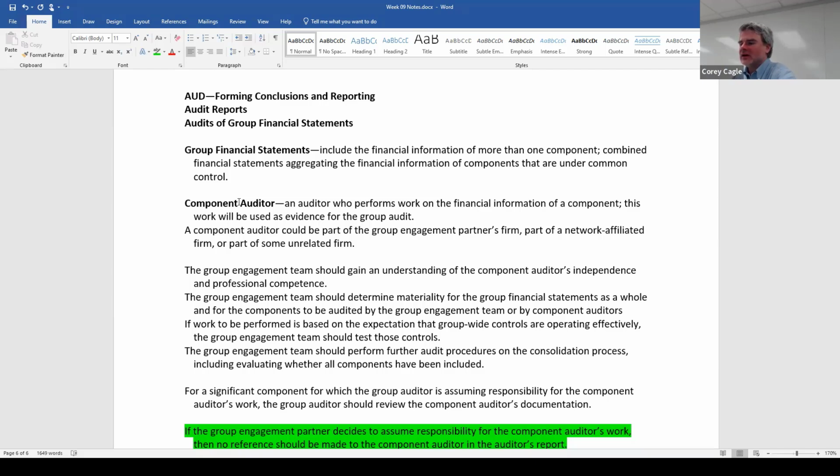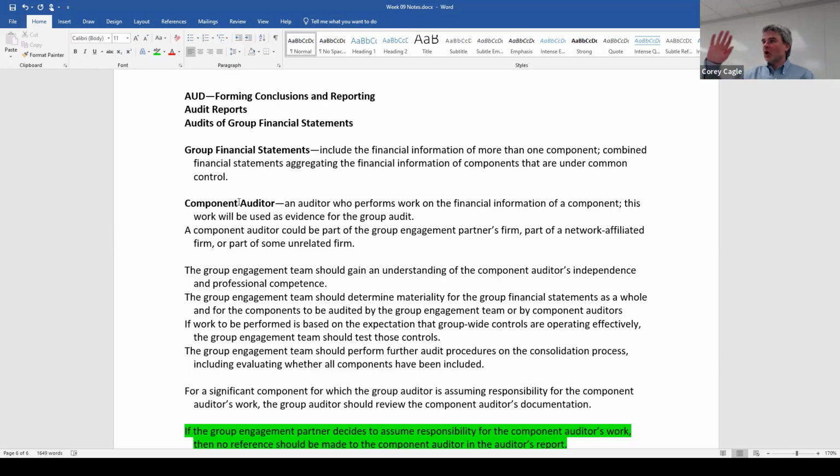Financial statement information, more than one component, combined financial statements, aggregating financial information of components that are under common control. So a component auditor is one who might do some of the audit work on one of those components. You have all these different components of a big company, and that component may have a different auditor. It may be an auditor that's part of your firm or part of some firm in your network or just some other random firm that has nothing to do with you.